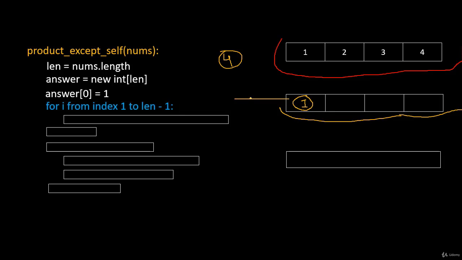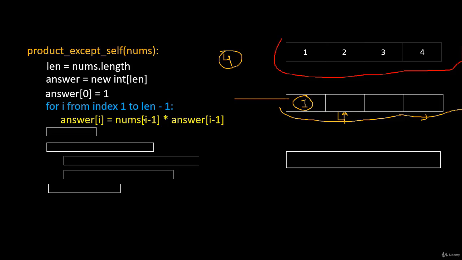Then we're going to run a loop for i from index 1 to len minus 1, and we're going to start from here to the end of this array. Then answer[i] equals answer[i], in this case it points to this element here, right? And answer[i] equals num[i minus 1]. Here i equals 1.